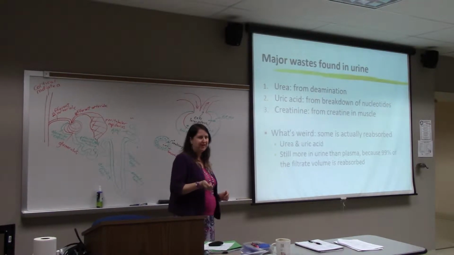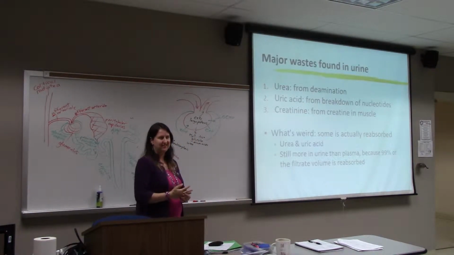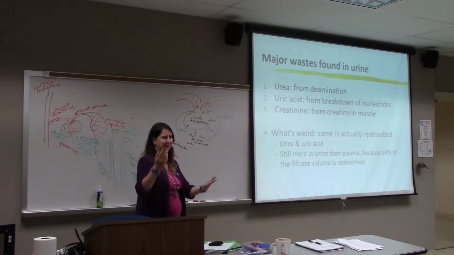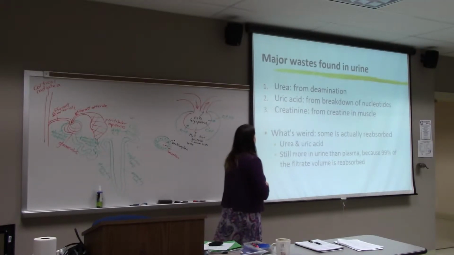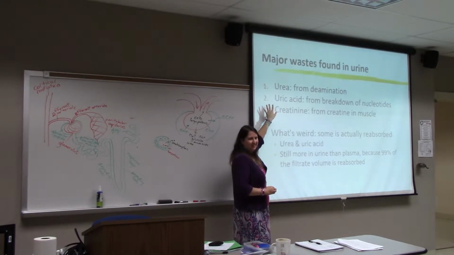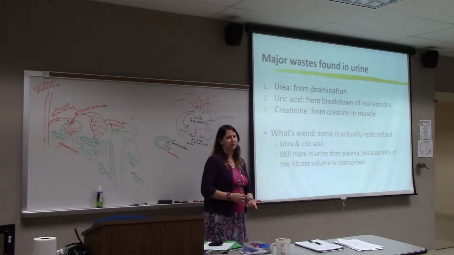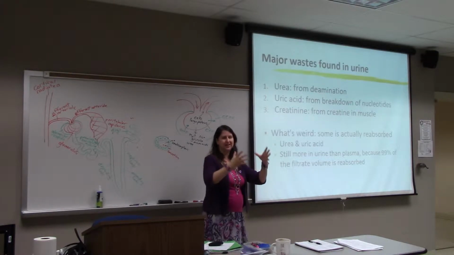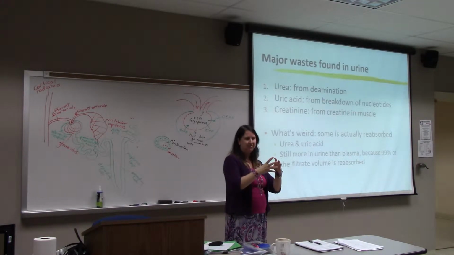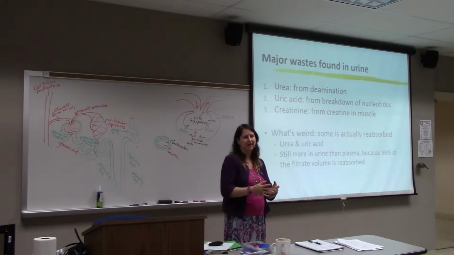If you remember creatine phosphate, that can replenish the ATP quickly. It can't just be reused forever. It's gradually replaced and it's broken down into creatinine. What's weird is that we don't secrete these wastes very much. Urea and uric acid, we actually reabsorb some, but they still end up more concentrated in the urine because you've got 180 liters worth of urea and uric acid going into the tubules, and then you reabsorb 99% of the volume, and you're leaving them behind.